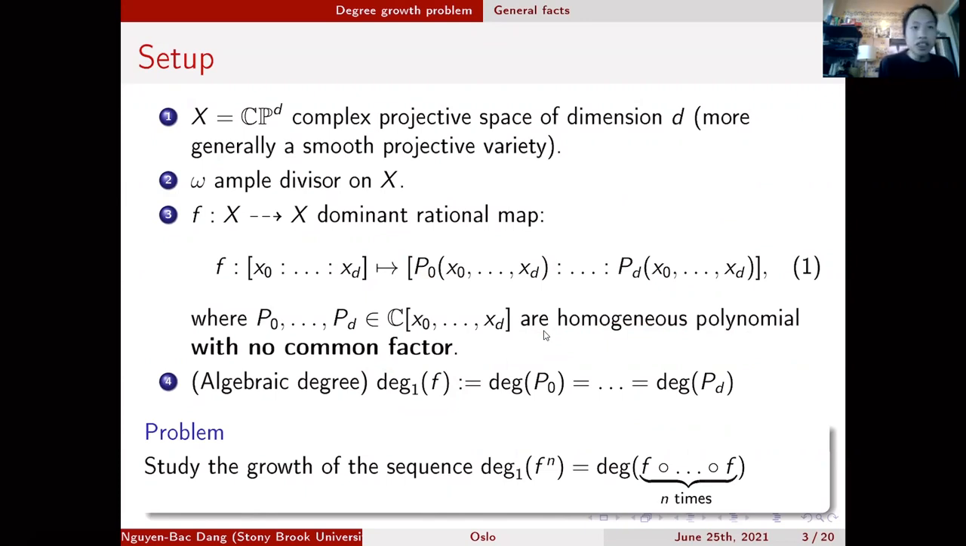So my question today is to study the sequence. You take n converging to infinity, and you look at the degree 1 of f to the power n, so the algebraic degree of the nth iterate of f. And I want to know the asymptotic behavior of this sequence.